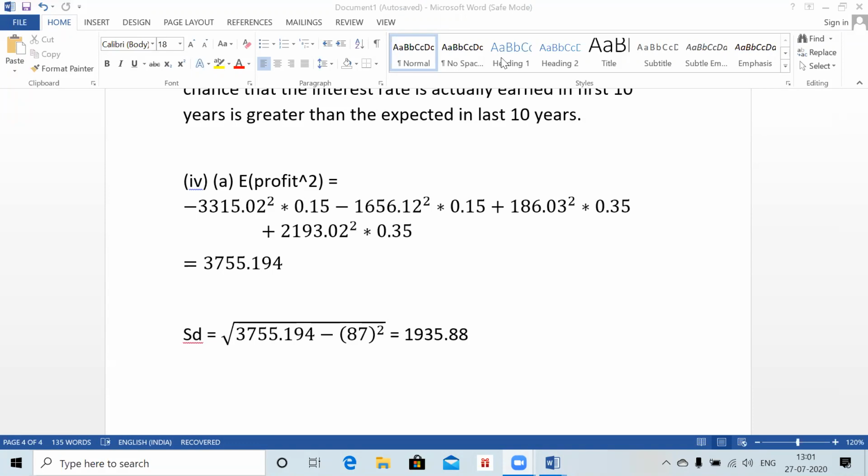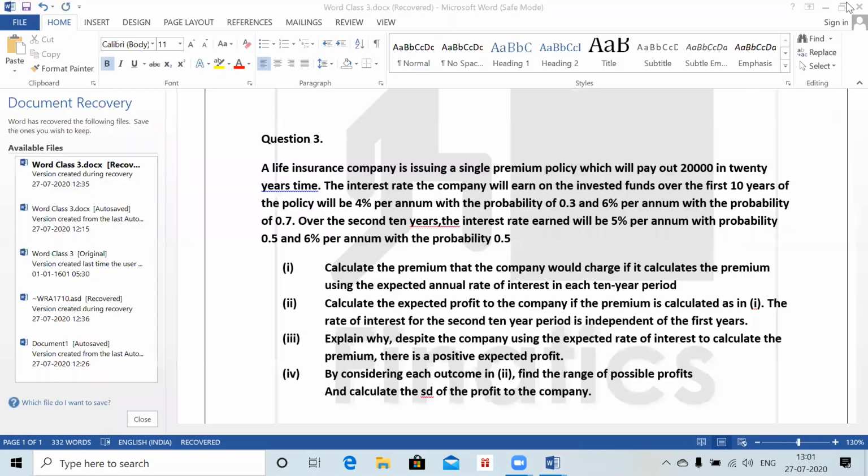ये एक बार 4th वाला का question दिखाइए ना. हाँ दिखा रही हूँ, ये रहा. By considering each outcome in part 2, find the range of profits and calculate the SD of the profit. हम लोग का possible profits तो पहले ही हम लोग निकाल लिए थे, तो वो वहीं पे है. We just need to calculate SD. हो गया दी. ठीक है.